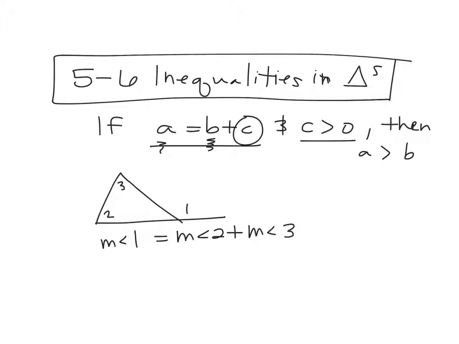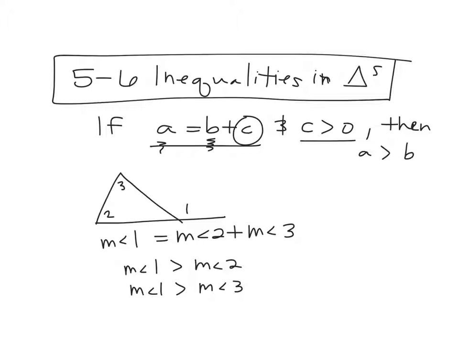So basically in this, we're saying the measure of angle 1 will always be greater than the measure of angle 2, and the measure of angle 1 will always be greater than the measure of angle 3. Okay, that's what the corollary says.